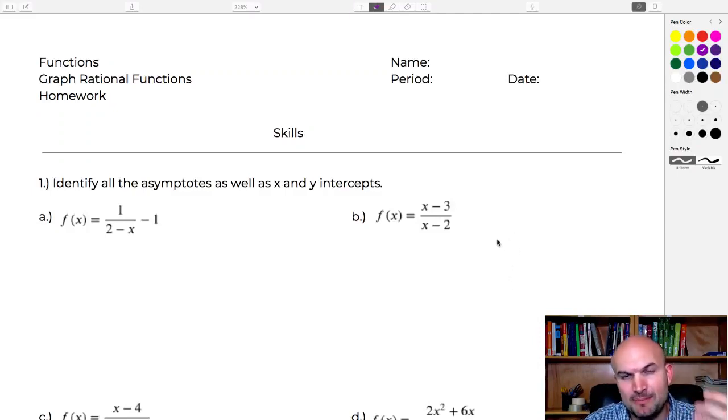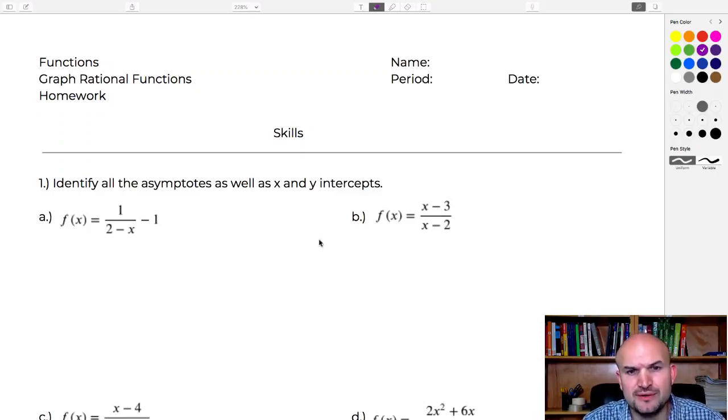I will do exactly the same process that I'm doing here, but then what I'll do is create a table of values and choose points to the left and to the right of each vertical asymptote and then find those values. And then once I have enough points, I can go ahead and sketch them to get an idea of the shape of the graph.